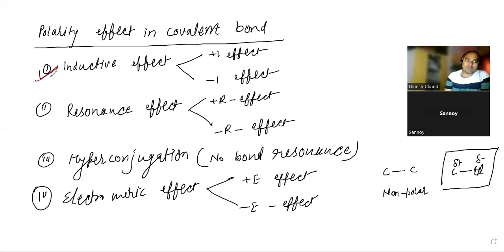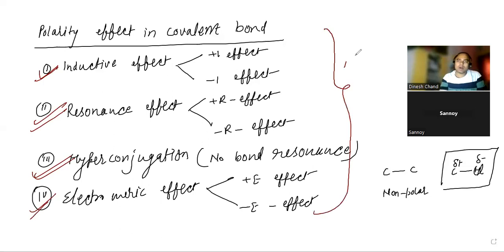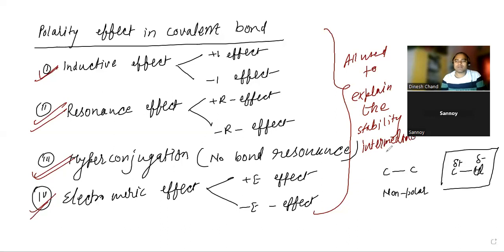Inductive effect can be one reason, resonance effect another reason, hyperconjugation another reason, and electromeric effect as well. All of these effects are used to explain the stability of the intermediate. The intermediate can be anything: carbocation, carbanion, or free radical.